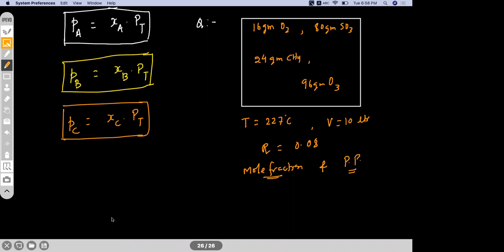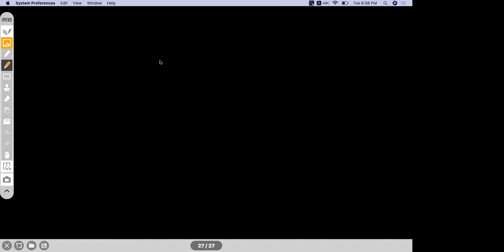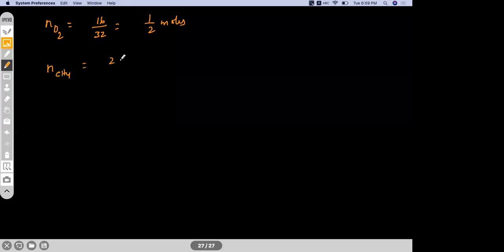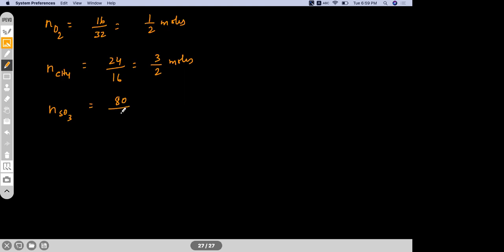Fine, I'll do this. You can check your answers. See, first of all, since the mass is given, we'll find out the number of moles. The number of moles for O2 is 16 divided by 32, so we have 1/2 moles. Number of moles of CH4 is 24 gram divided by 16, so it is 3/2 moles. Number of moles of SO3 is 80 divided by 80, it is 1 mole. Number of moles of O3 is 96 divided by 48, which is 2 moles.